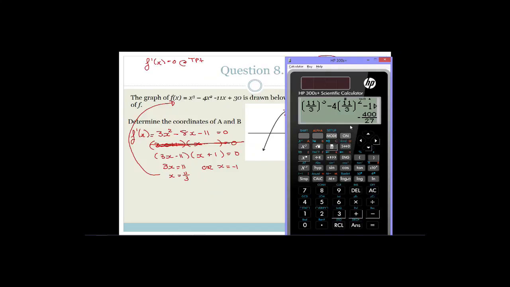And that equals minus 400 over 27, which means that it is going to be minus 14.81.